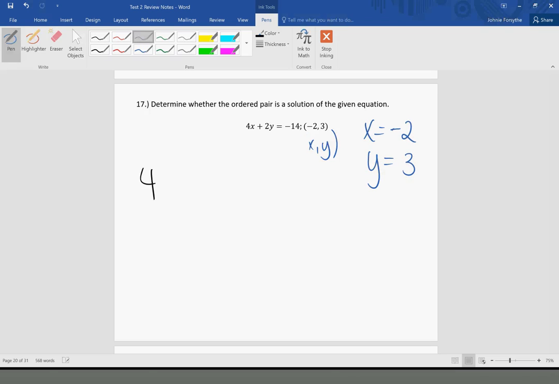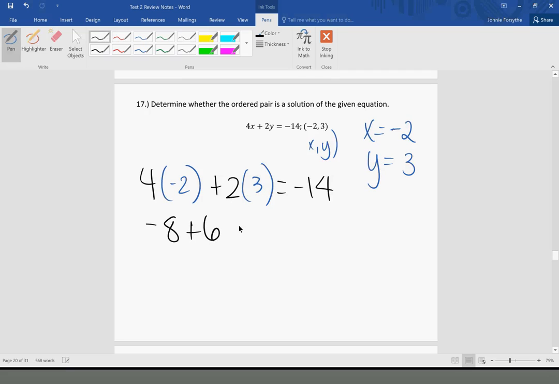So I'm going to have 4 times -2 plus 2 times 3 equals -14. 4 times negative 2 is negative 8. Positive 2 times 3 is positive 6, equals negative 14. Negative 8 plus 6, we have different signs, so we subtract and take the sign of the larger number. So that'll be negative 2 equals negative 14. That is definitely not true.